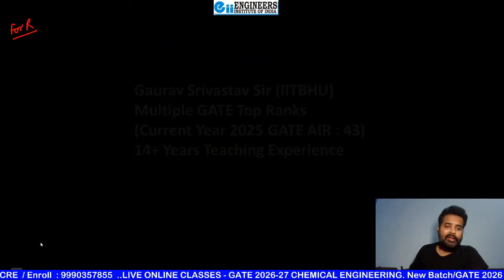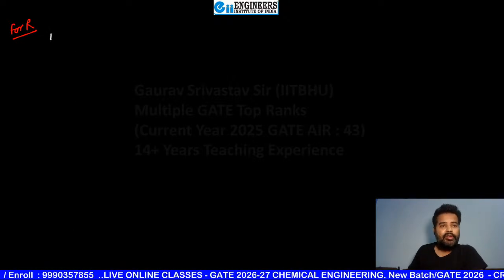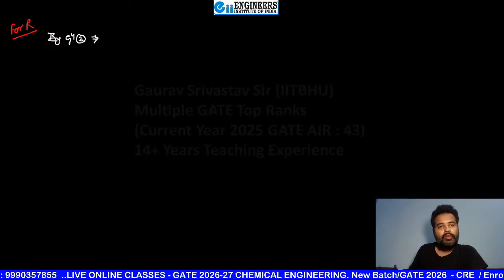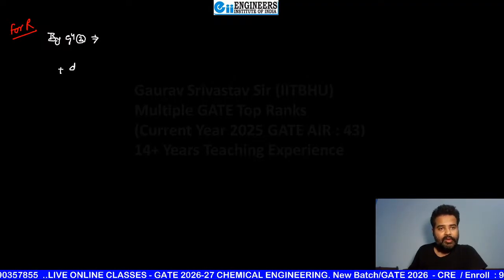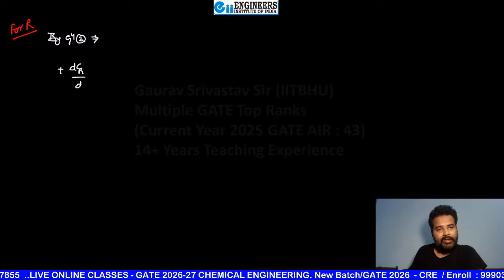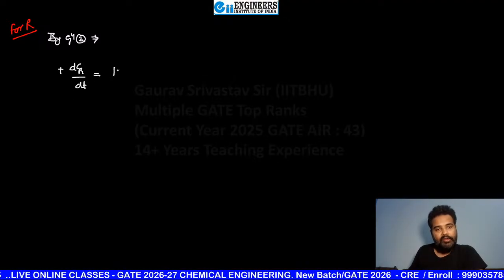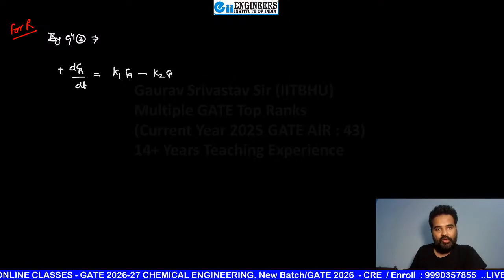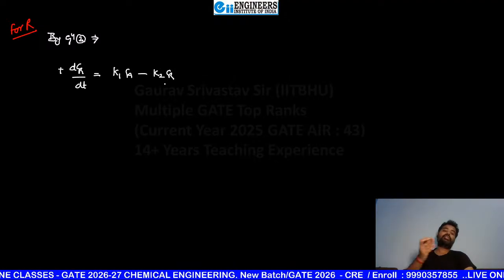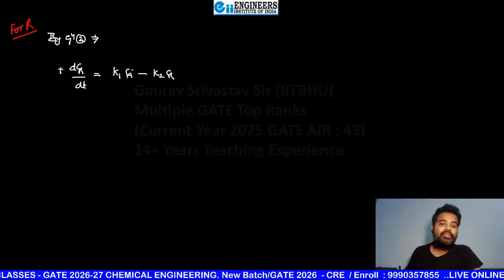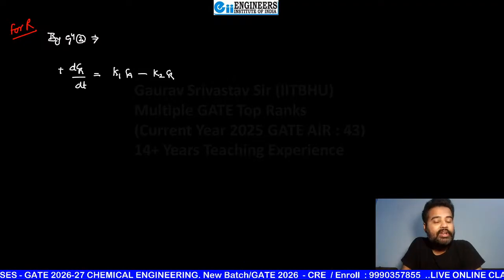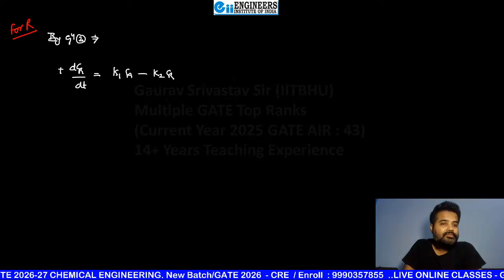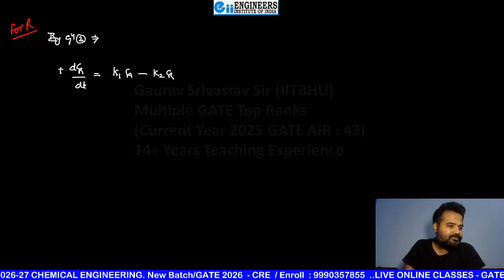So for R, clearly we have to take a second equation. So by equation number 2, that is plus dCR by dt, that becomes equals to K1 CA minus K2 CR. Oh my god. CR is okay, but what to do with just CA? So how to solve it, beta? Can you tell me? Can you suggest me? How to solve it, beta? Please tell me.